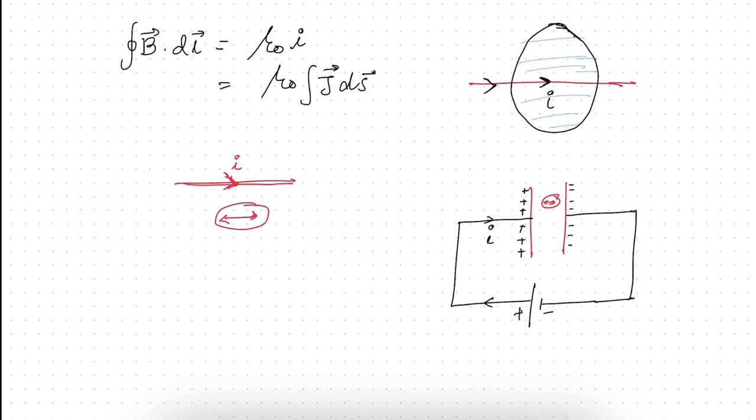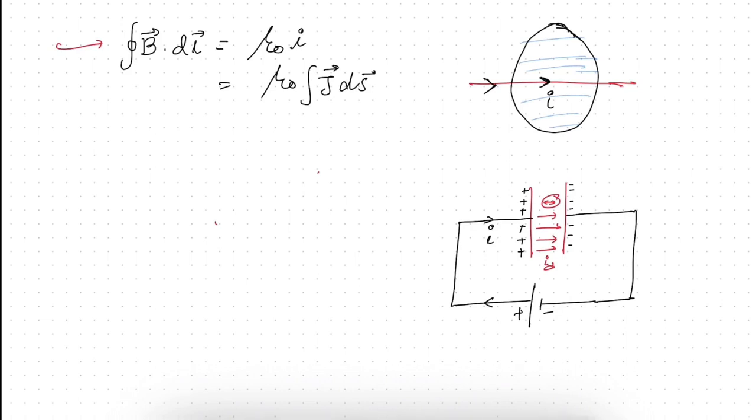Because of the change, there will be an electric field, which creates a magnetic field as well. And if there is a changing electric field, there must be some kind of current. That current we call displacement current, small i d. So this formula given by Ampere was modified by Maxwell.